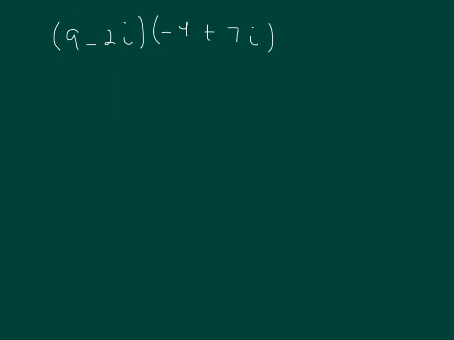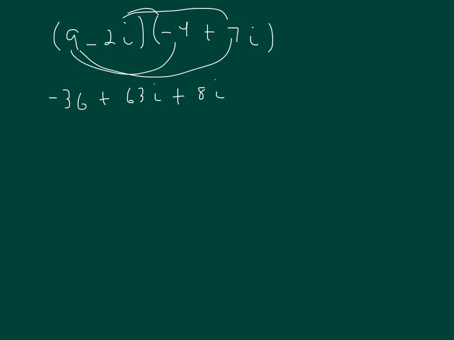The only difference for this one is it's a binomial times a binomial, so we're going to FOIL. First, negative 36. Outers is going to be positive 63i. Inner, negative 2i times negative 4 is going to be positive 8i. And then our last, negative 2i times positive 7i is negative 14i squared. But don't forget that the i squared is the same as negative 1.